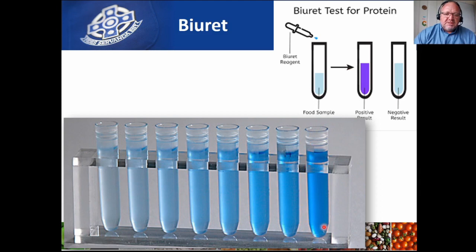So if you, for instance, look at something like egg white, it has got a lot of protein in it. That would have turned out to be purple like that. But this one is a negative because that's just the color of water. But as it gets more and more blue, and towards purple, it means there's more and more protein present. Okay, so what foods have a lot of protein in them?